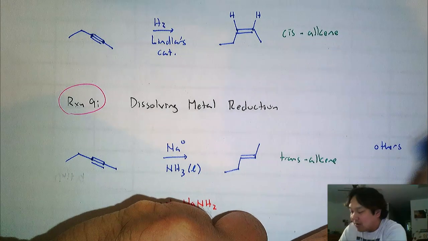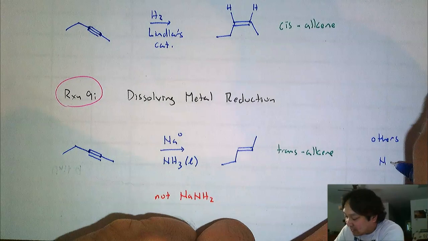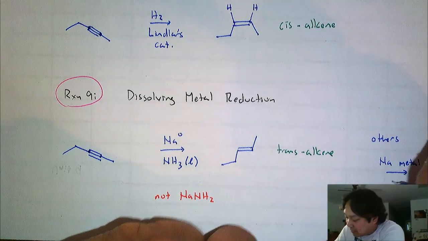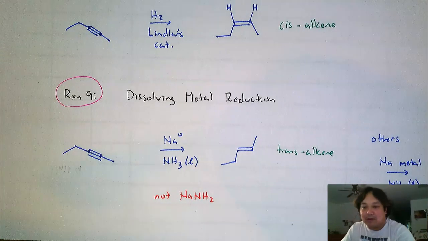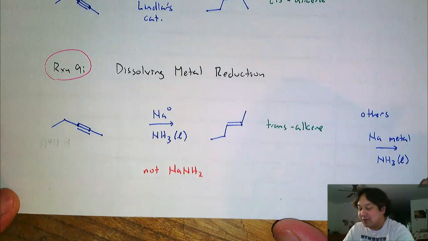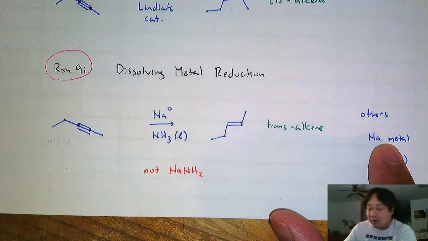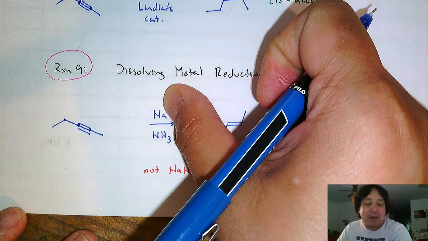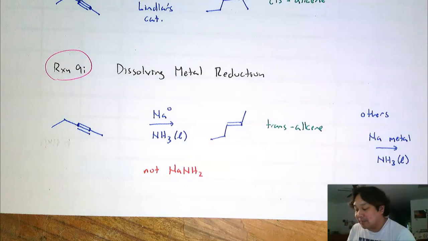others or other reagents. They may look like this. Like I said, literally they'll write out the word metal, and a metal, but always should have liquid ammonia available. Okay, so Na0, Na metal, okay, or just plain Na. You shouldn't assume that that's Na plus because it's not Na plus. It's not the ion. Okay.